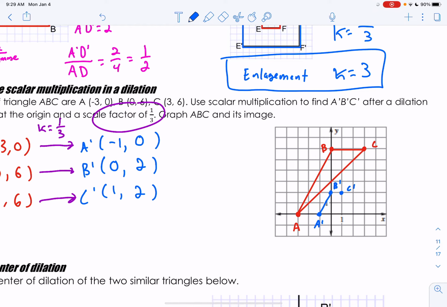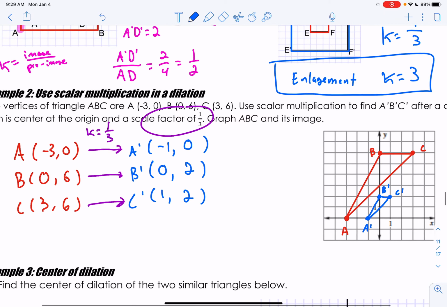And as you can see, as I graph this, we've taken that triangle and made it smaller. Now remember, guys, when it comes to dilations, the two shapes should look exactly the same. Just in this case, the blue one is smaller than the red one. The triangle looks exactly the same, it's just a smaller version of it. And again, we use scalar multiplication about this one.